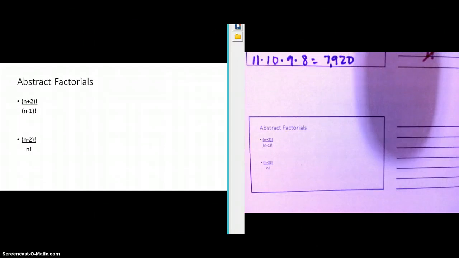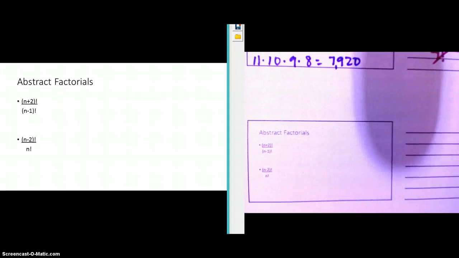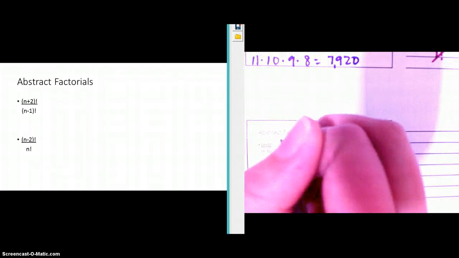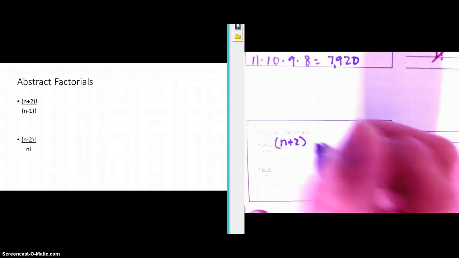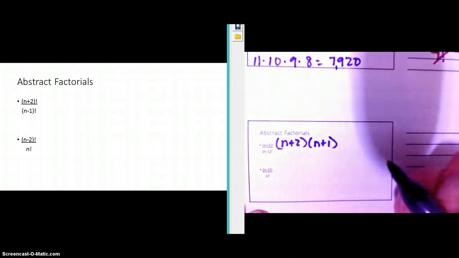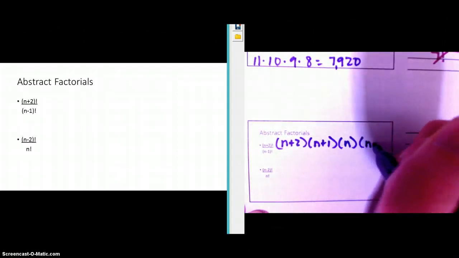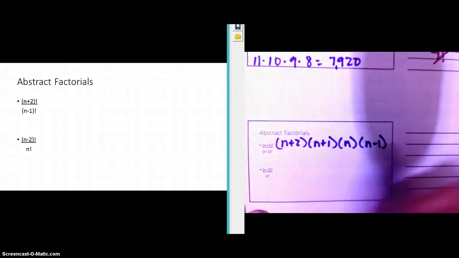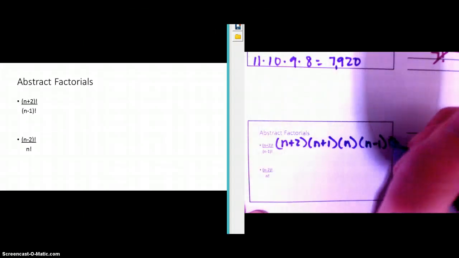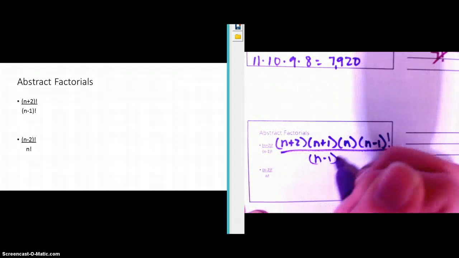When we do our abstract factorials, we do the same thing. We're always going down by 1. So if we start out with n plus 2 factorial, our first one is n plus 2. And then 1 less than n plus 2 is n plus 1. We're going to go down until, notice n minus 1, and we have n minus 1 on the bottom. So we could say n minus 1 factorial, and then n minus 1 factorial.